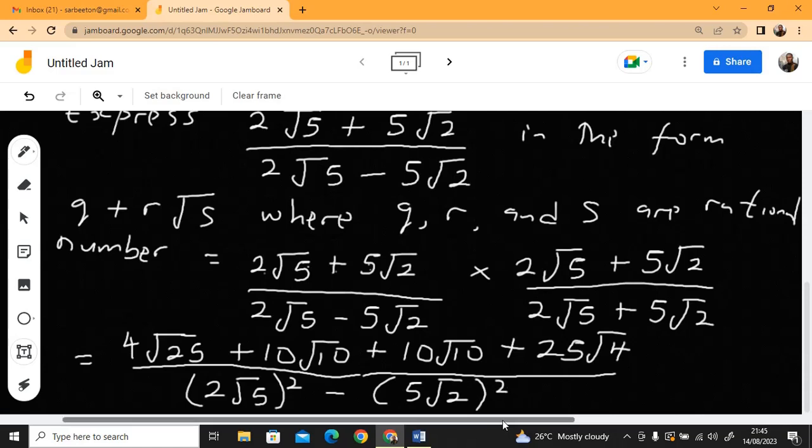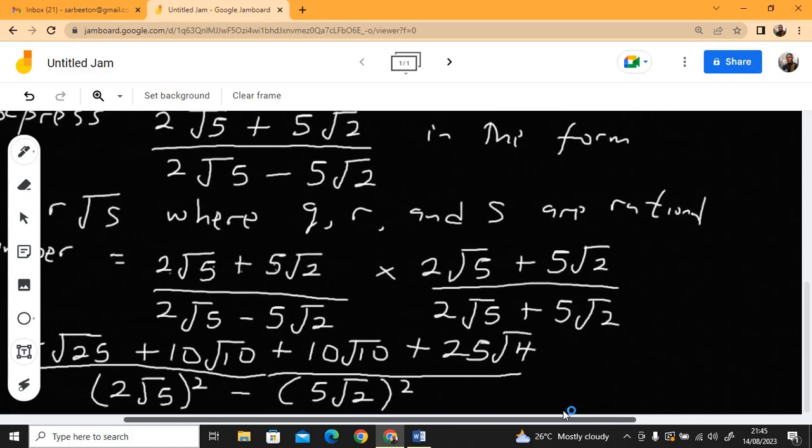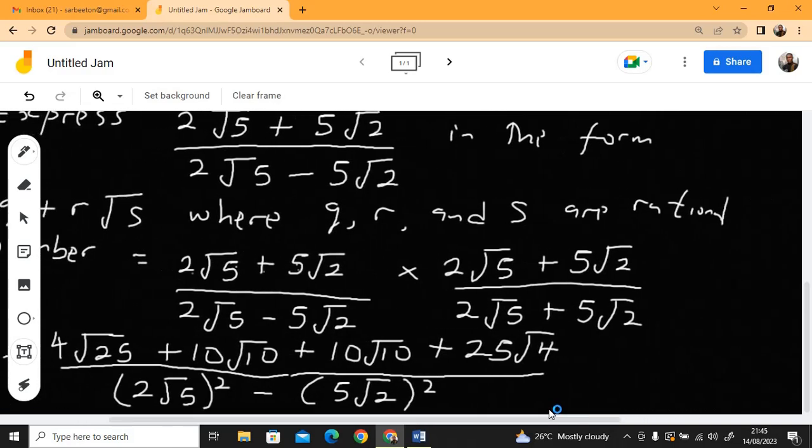So let's move on. I'm going to do this at this side here. Now it means for this one, 4 root 25, this 25 is 5 times 4, which is 20 here, plus, now this is 10 with 10, 10 plus 10 is 20, but we both have 10 with 10, so this one is what?